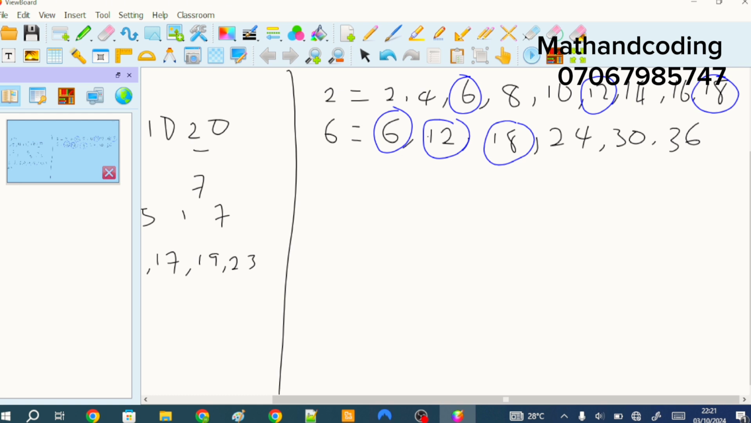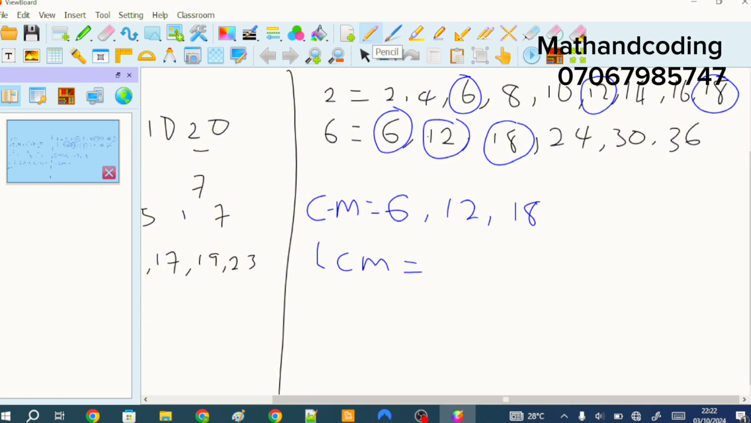So what then is the lowest common multiple? You hear the word lowest. When you get the common multiples, the smallest of them is the lowest common multiple. So in this example that we're using, the common multiples are 6, 12, and then 18. Which of them is the smallest? You can see obviously that 6 is the smallest of the 3 multiples. So we can say that 6 is the LCM. The smallest common multiple is the LCM.